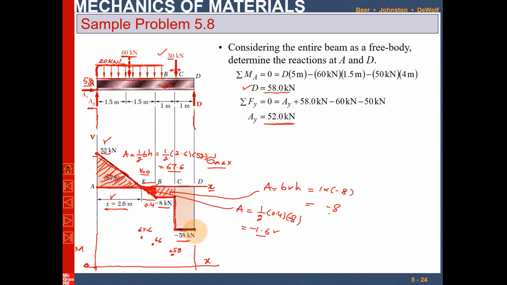And from point C to D, again there is a rectangle, so the height is minus 58 and the length is 1. So the area for this will be equal to 1 into minus 58, which will be minus 58. So this is plus 58 and minus 58, that will be 0. So this is point E, this is point B, this is point C, and this is point D. Now you will have to join them.